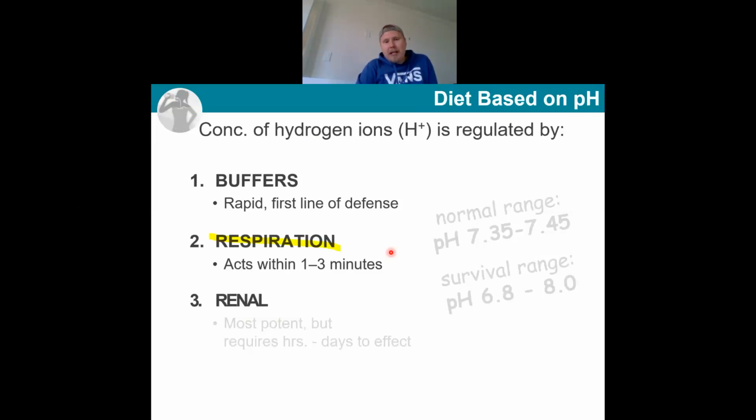And the slowest mechanism of all of these is, of course, the renal mechanism. So you end up peeing out hydrogen ions, and we just studied this in our chapter about the urinary system. So this takes hours, if not days, to act.